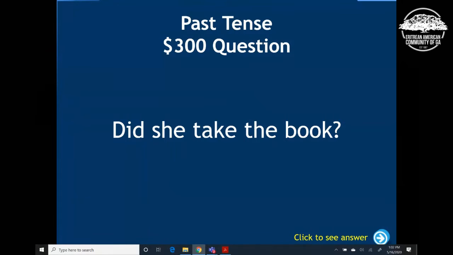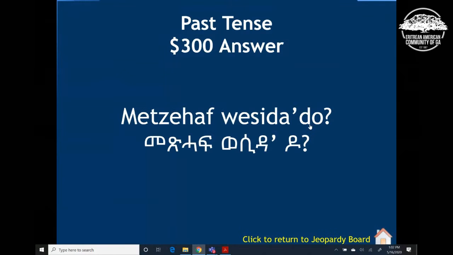Okay, Adam. Nisa, wasida, metzaf, do. Yeah, do. You don't always have to add do. I just like adding it to indicate it's a question. You can also just say metzaf wasida. If you say it in a question kind of voice, it gets the point across in Tigrinya. I don't think people will complain if you don't add do. But for grammar purposes, I want you guys to know the do part. So yeah, metzaf wasida. So book, she took, and then question to make sure, wasida do. Okay, so 300 points for Adam.